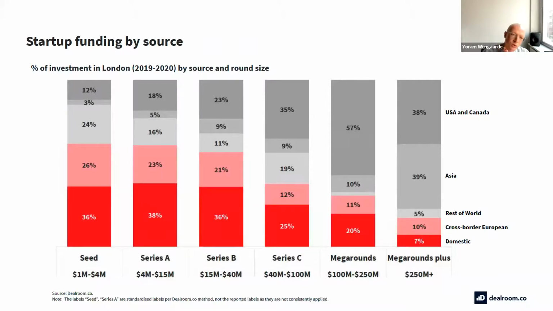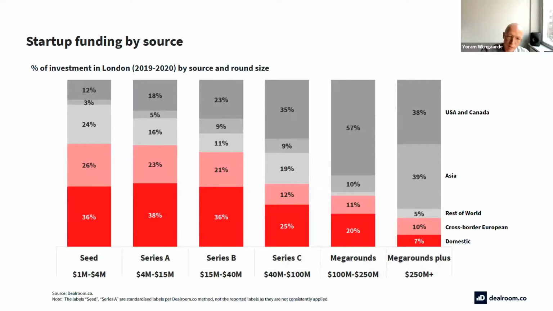So this shows where funding is coming from. At seed stage, most of the money is coming from domestic funds. That's 36%, and 26% from the rest of Europe. And by the way, this is showing startups based in London, but we've done the same analysis for other startups.